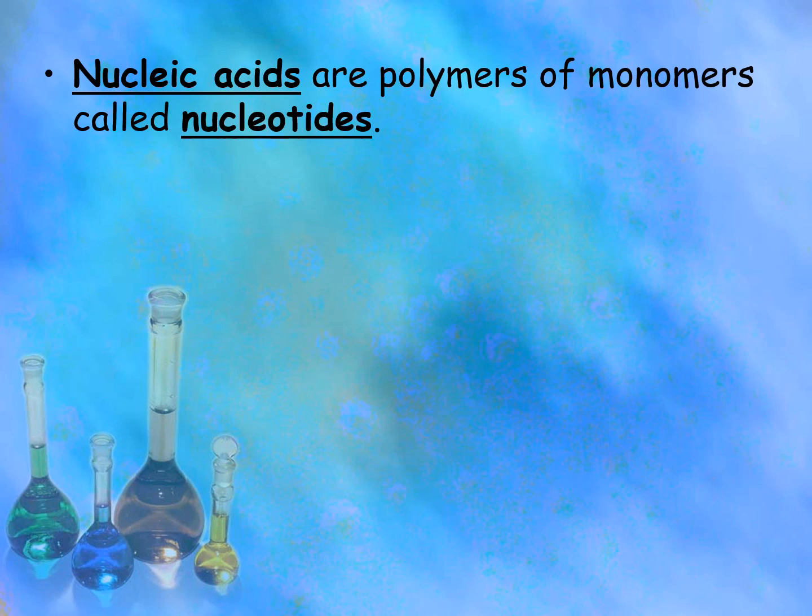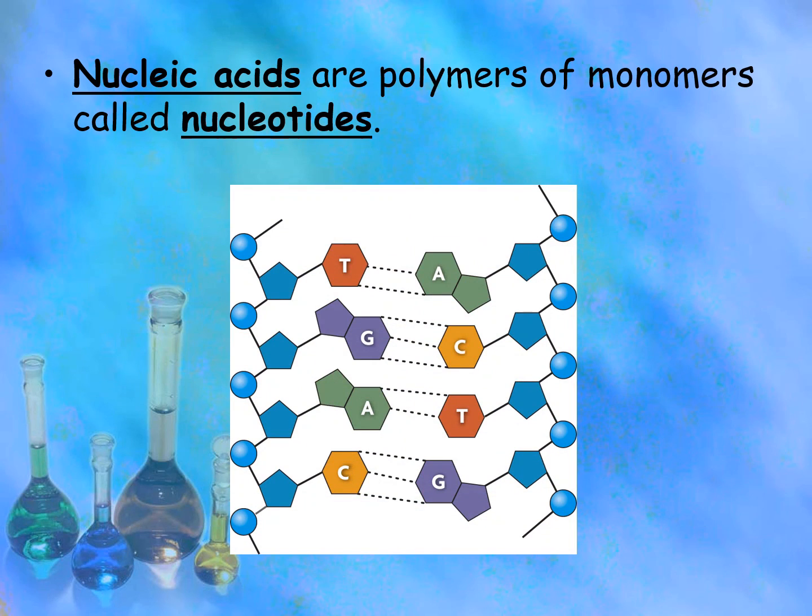And then our last group of organic compounds are the nucleic acids. They are polymers of the monomers called nucleotides. So if you put a bunch of nucleotides together, you get a nucleic acid. An example of nucleic acids are DNA, RNA, and a substance called ATP that we'll talk about in a couple chapters. Here you can see several nucleotides strung together, and it creates a nucleic acid.